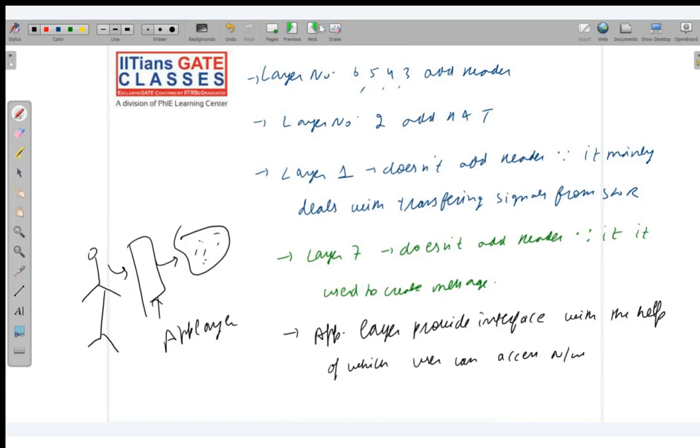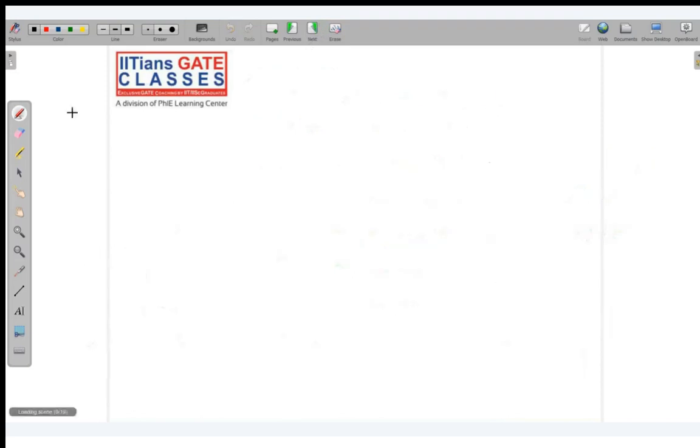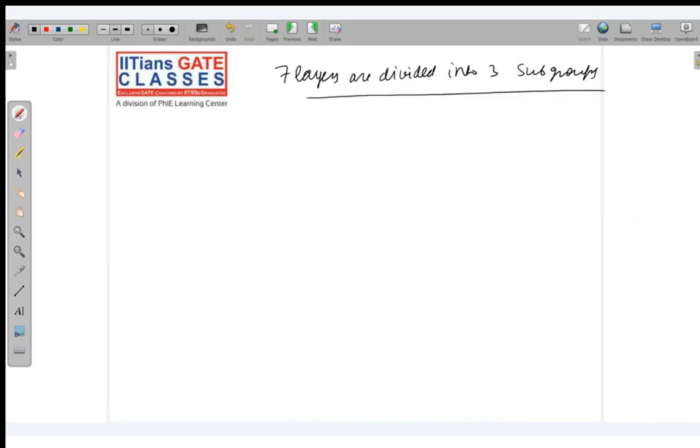Okay, so now we have studied seven layers in the OSI model. These seven layers are divided into three subgroups: group number one, group number two, and group number three. In group number one, we have layers 5, 6, and 7. Okay, in group number two, so labeling should be done like that only.